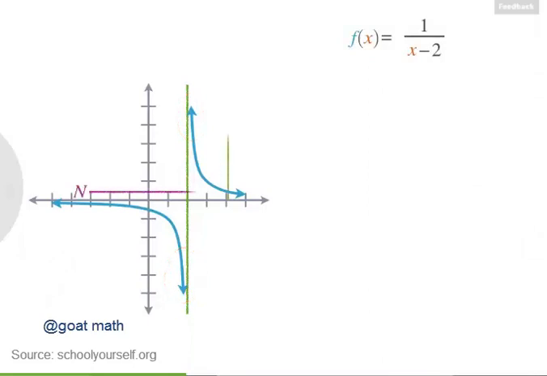Let's take a careful look at what's going on around x equals 2 with this function. We'll look at the right side first. No matter what bar height n we pick, if we're close enough to x equals 2 on the right side, the function stays above the bar, even if the bar is really, really high.